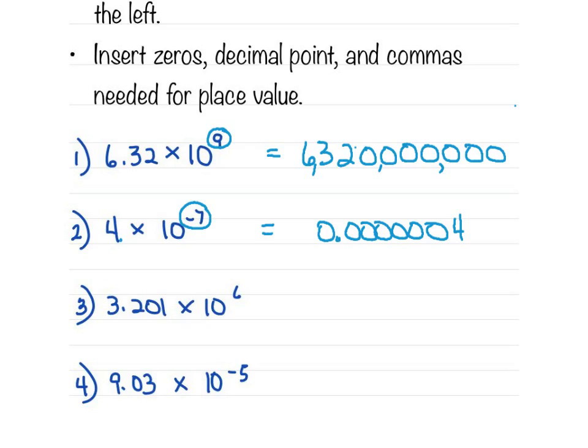Please notice that scientific notation does not tell us how many zeros to add or how many zeros to write down. It tells us how many places we need to move the decimal. Go ahead and hit pause as you work on 3 and 4 independently, and then check your answer.